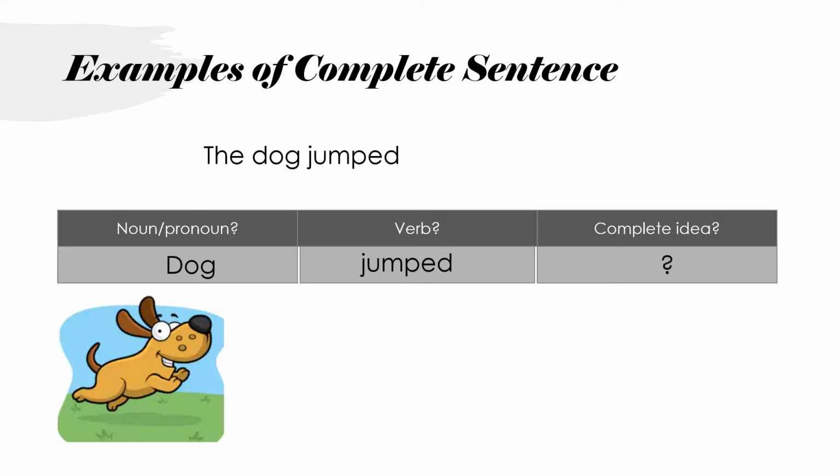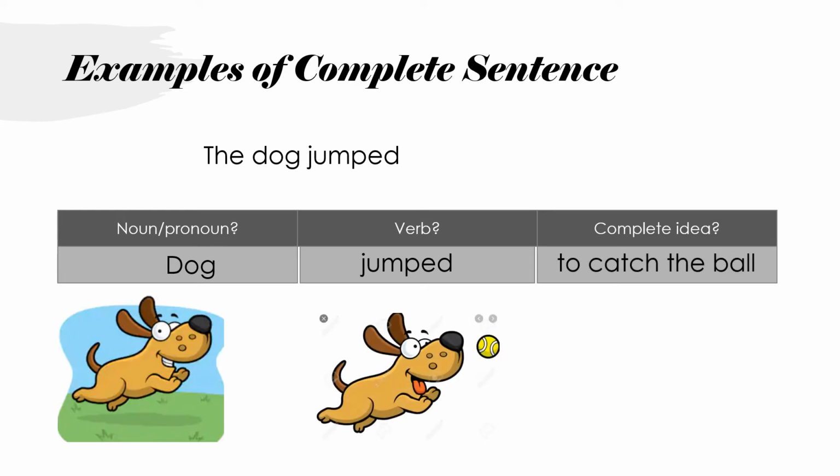What do you think? We have seen dogs jumping, isn't it? So the dog jumped does let us know what is happening there. So we can say that the meaning of the sentence is complete. So the dog jumped can be a complete sentence. But we can always make it better. What if we add to catch the ball?